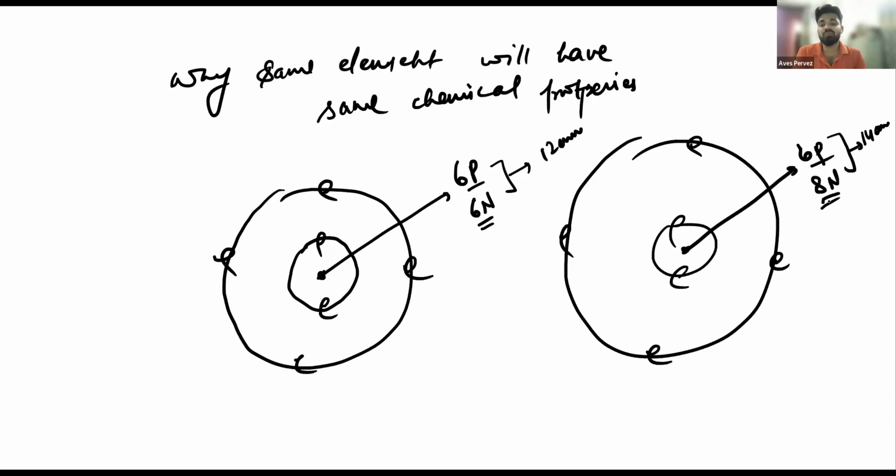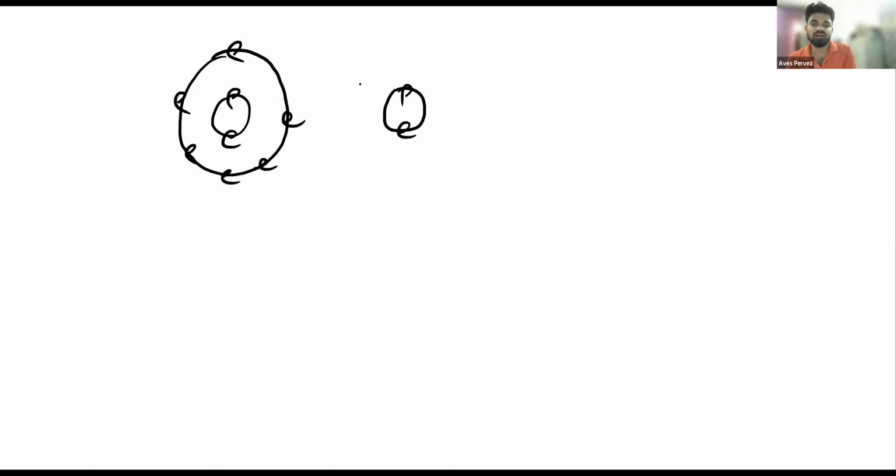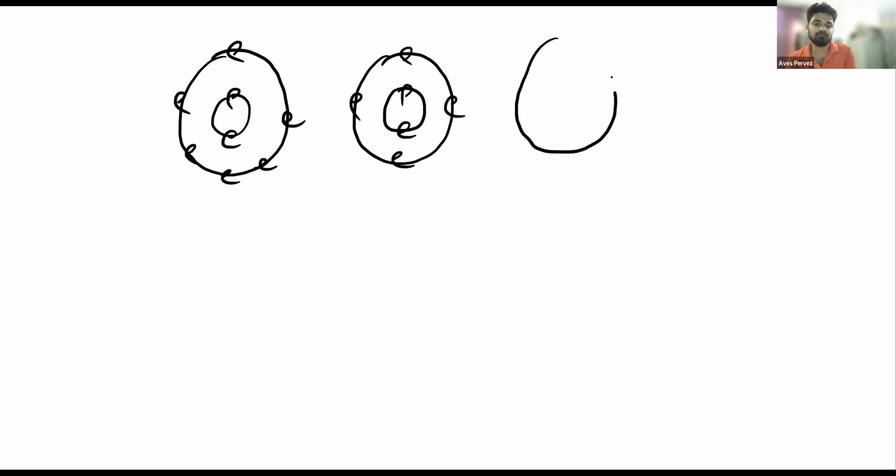But if both of them react with oxygen, they are going to form carbon dioxide. You know that oxygen has how many electrons in its outermost shell? Oxygen's atomic number is 8. It is going to have 1, 2, 3, 4, 5, 6, and carbon is going to have 2 in the first shell and 4 in the second shell. 1, 2, 3, 4. And then another oxygen atom.